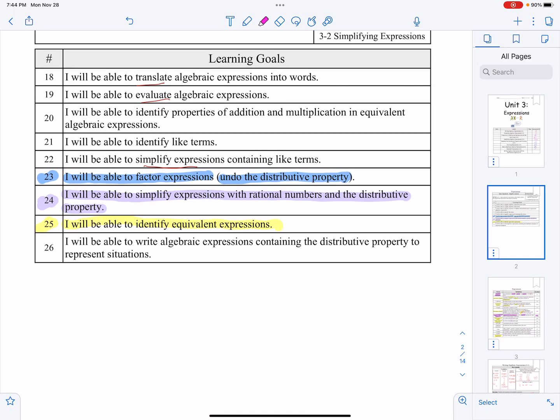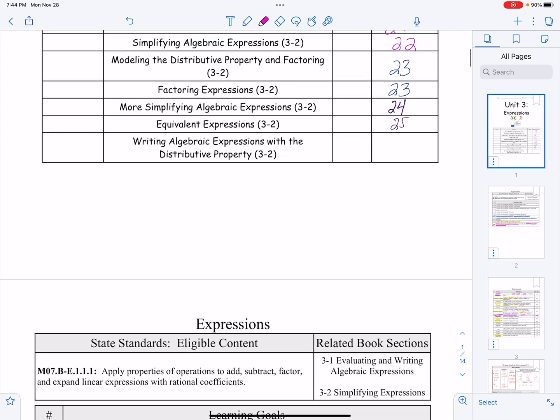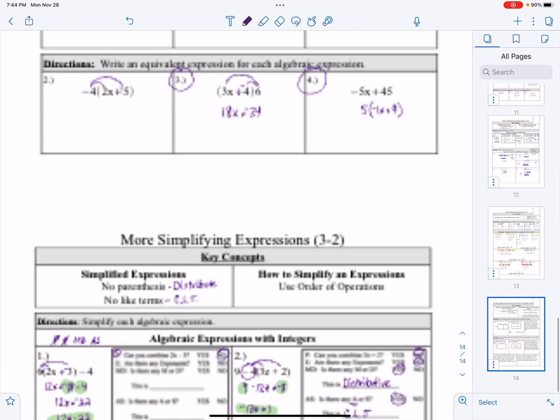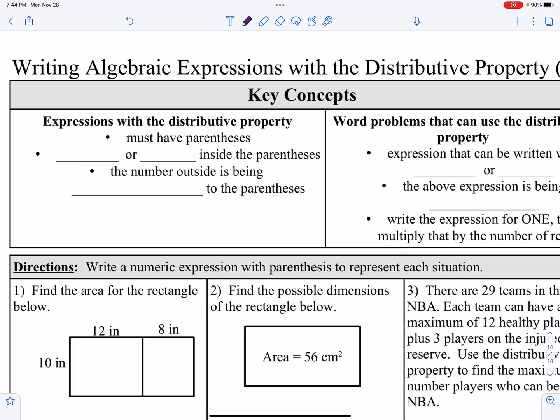Today is focusing on learning goal number 26 that says you can write an algebraic expression containing the distributive property to represent situations. So basically, can you look at a word problem or write a word problem and turn it into an expression that is utilizing the distributive property? So learning goal number 26, it's our last one. Go ahead and put your date today, and scrolling all the way down, here we go.